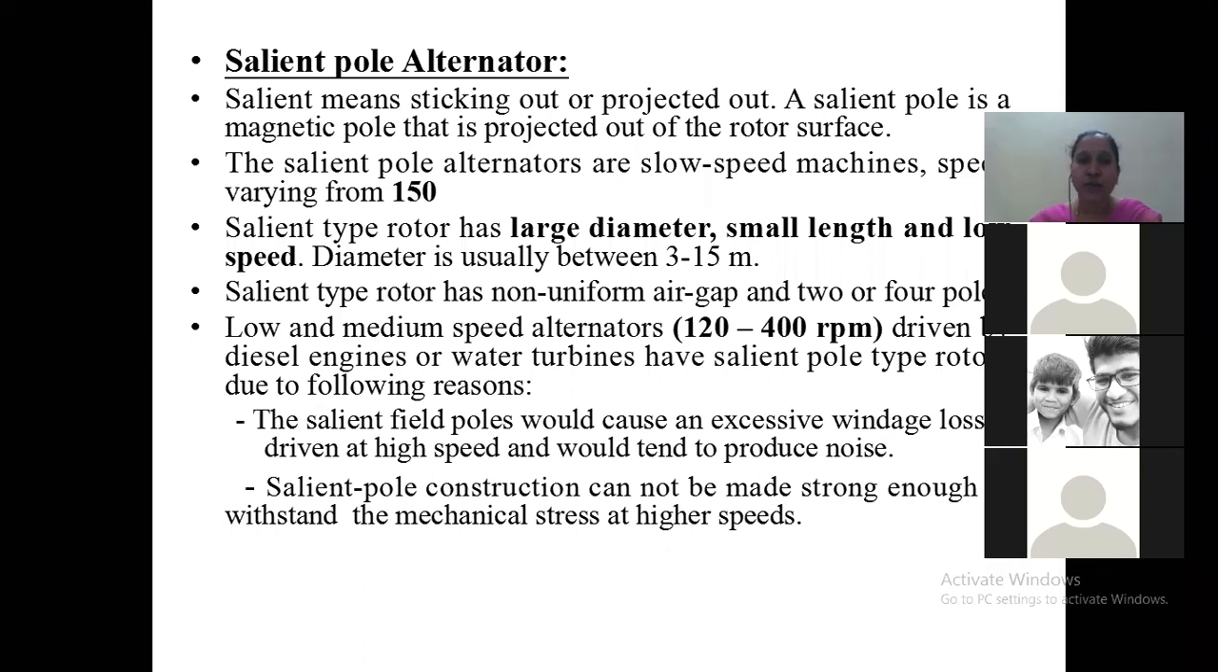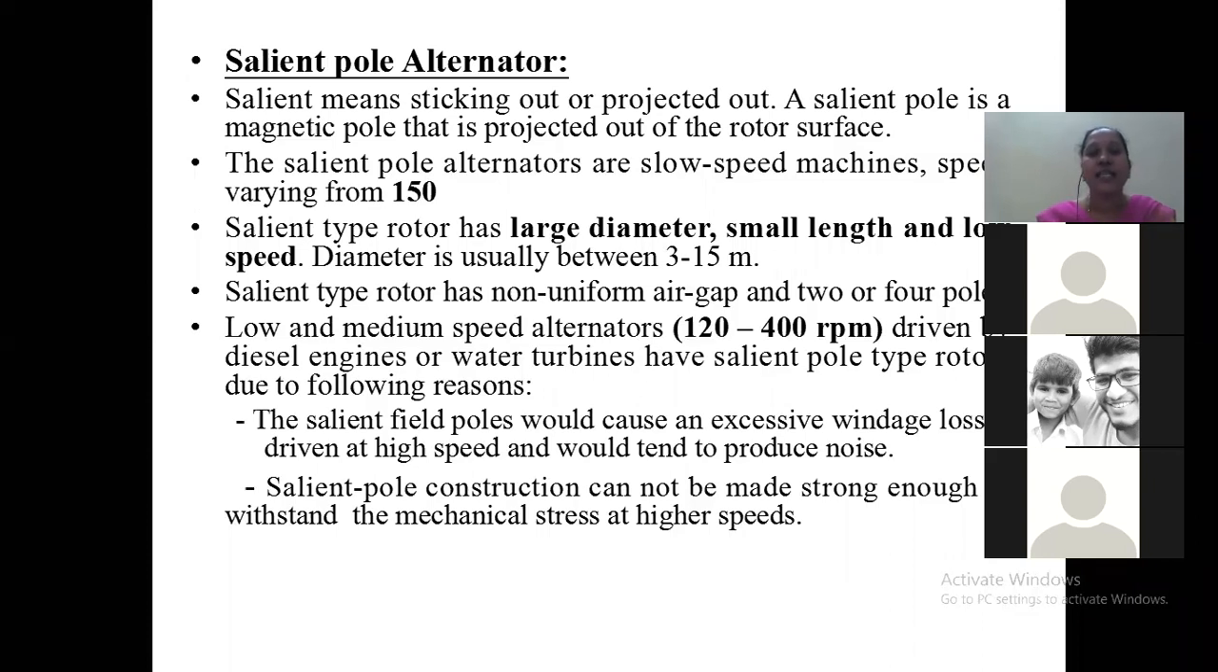Salient pole type of rotor has a larger diameter because since they are projected, obviously they require a larger diameter. Small length and low speed, diameter is usually 3 to 15 meters sometimes. Yes, we do have 15 meters diameter salient pole type rotors. We use them in the industries.